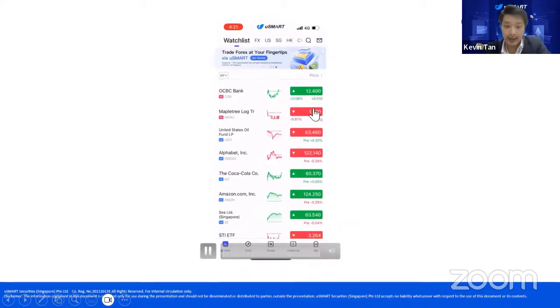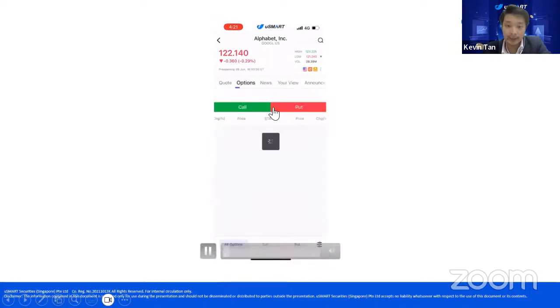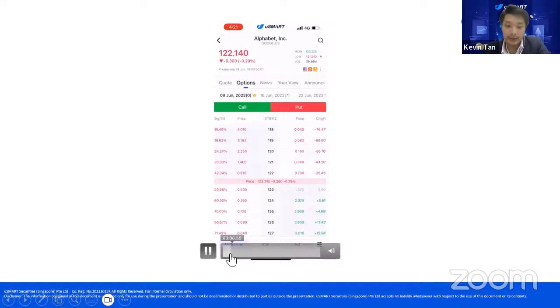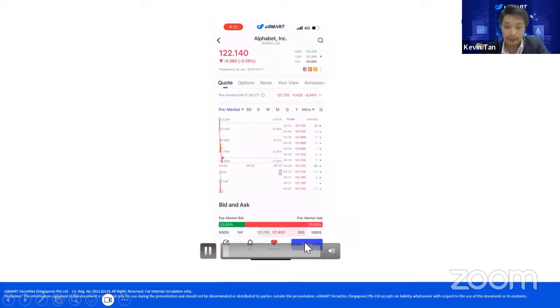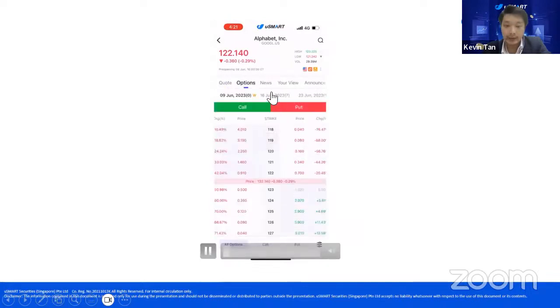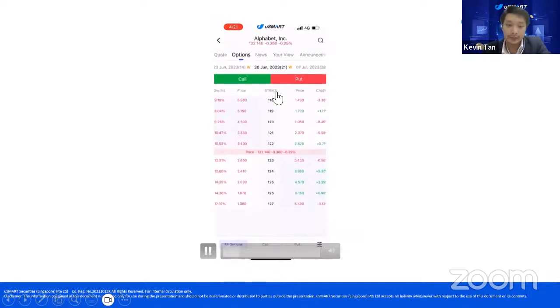So you can click on our app, and you can click on any particular underlying you like. In our case, we selected Alphabet. You click on Alphabet, click on trade. Okay, and over here you can click on the option tab. Right here, you can basically select the different time period that you are interested in. So let's assume that we are interested in 30th June. You can click on that.